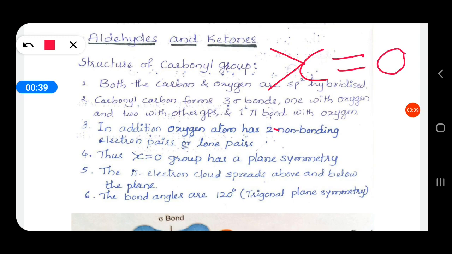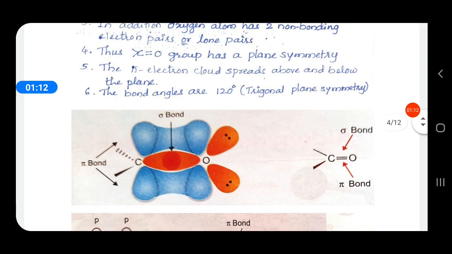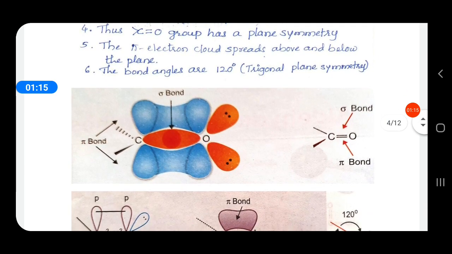So it looks like the C double bond C in alkenes, where the carbon-carbon double bond is present. One bond is a sigma bond and the other bond is a pi bond. Similarly, in the C double bond O also, one bond is a sigma bond and the other is a pi bond. In the carbonyl group, both oxygen and carbon are sp2 hybridized. Each carbon and oxygen has 3 sp2 hybrid orbitals.